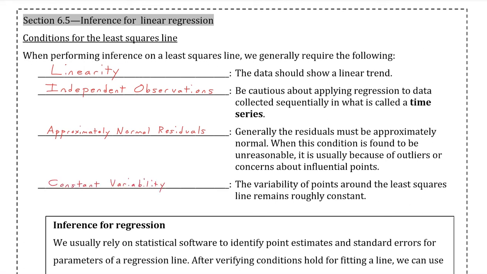Lastly, we have constant variability. This means that the variability of points around the least squares regression line remains roughly constant. To look at this, we are again going to look at the residual plot most commonly to see if there is any visual pattern. We want to make sure that it is constant in its shape, so there is no change in terms of the data spreading further away from the line in the residual plot at any given point. So we want to make sure that the points that spread away from the line is roughly consistent.